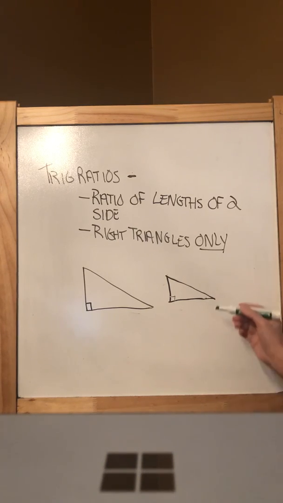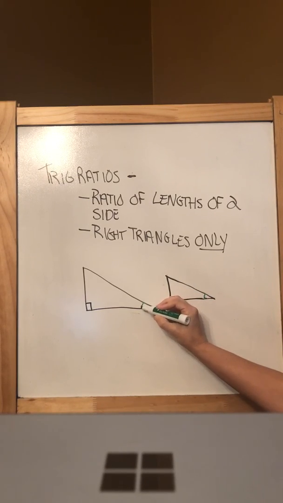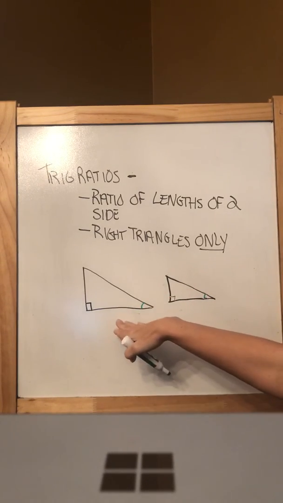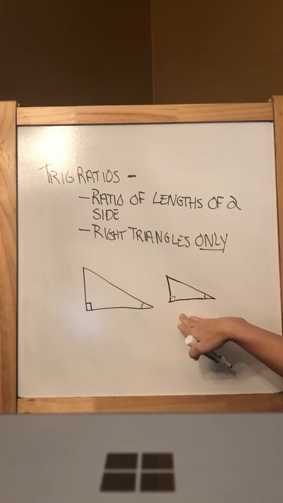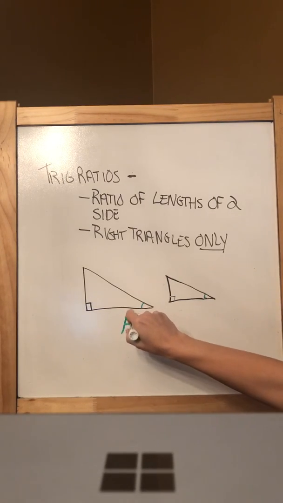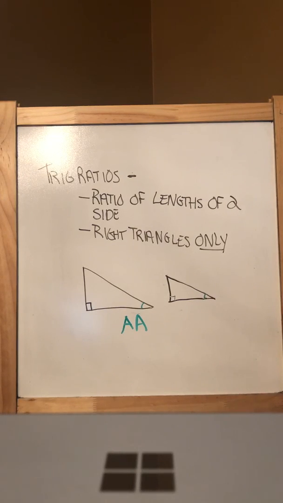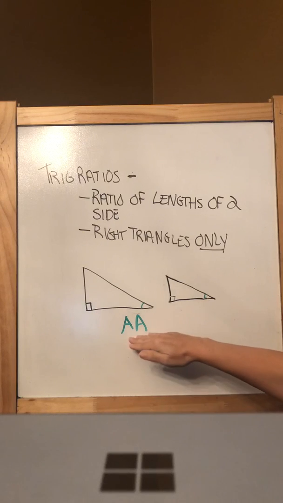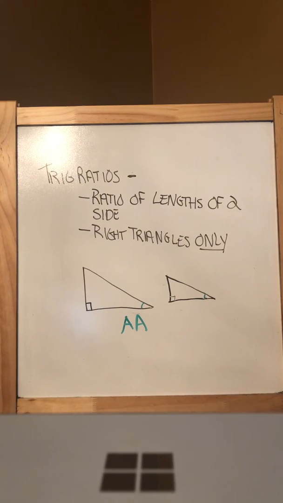Now, if I were to say that this angle over here and this angle on this one were congruent, we can then say that these two right triangles are similar by angle similarity theorem, correct? So in doing these trig ratios, we're going to be dealing with similar triangles. So the ratios are going to be the same no matter if the triangle is big or small, because they're going to be similar triangles due to this angle similarity theorem. Okay, so let's move on.